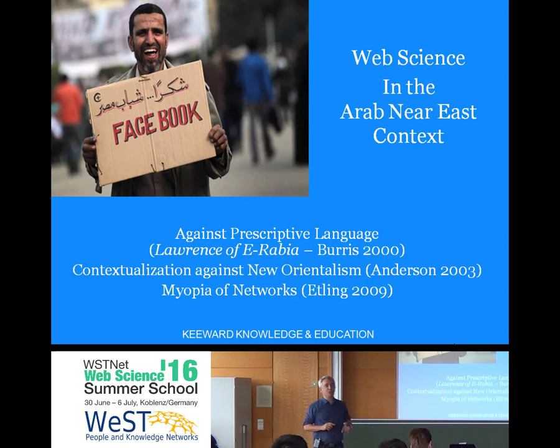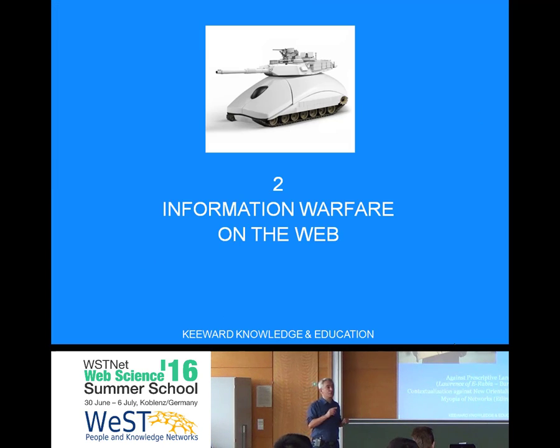And also the myopia of networks. Large networks give the appearance of truth because they are very large. And this is why I was saying small is beautiful. You need to really look into the small stories of every little person everywhere in the world to really understand what the web is about. And this was very, very true at the time, in 2009, 2010. So this is why we needed that.